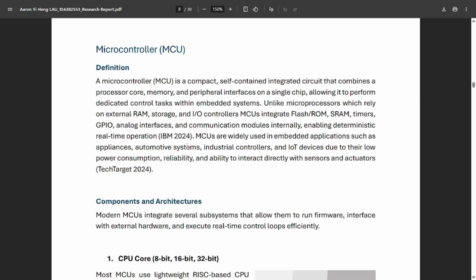Because everything is built into one single chip, microcontrollers are much better suited for real-time tasks and embedded applications such as appliances, automotive control modules, industrial controllers, robotics, and IoT devices. Their design emphasizes low power consumption, reliability, and the ability to interact directly with sensors and actuators.